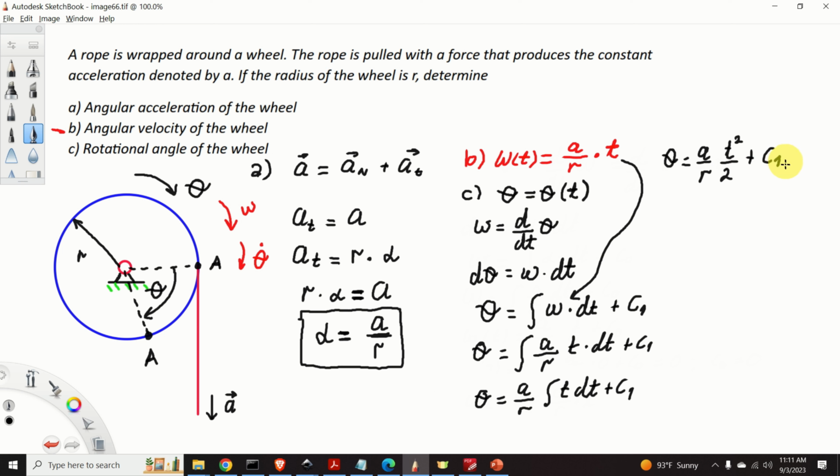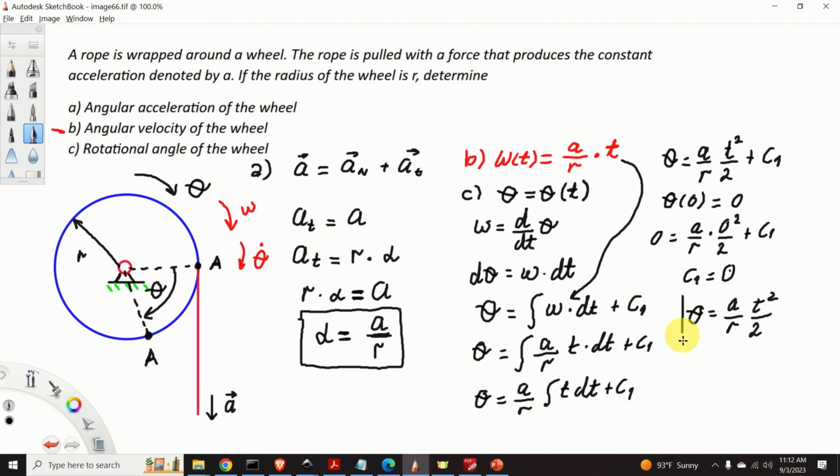Here, in order to find c1, we need to assume a certain initial condition. I assume that initially theta is equal to 0. Consequently, we have theta of 0 is equal to 0. Let's substitute this initial condition over here in order to find c1. We have 0 is equal to A over r multiplying 0 squared over 2 plus c1. From this equation, we obtain that c1 is equal to 0, and consequently theta is equal to A over r times t squared over 2. Perfect.